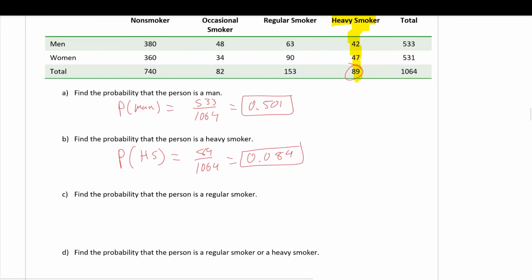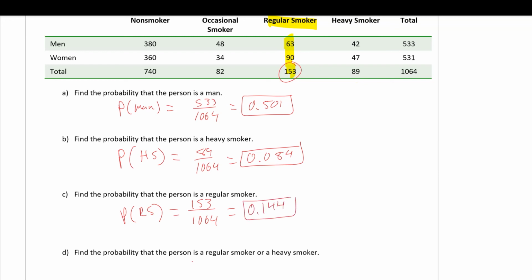Okay. Probability that the person is a regular smoker. All right, let's see. Well, regular smoker is right next to that. It's these people, and there's a total of 153. So just like the previous one, out of 1,064. If we round to 3 decimal places, put this in our calculator, we get 0.144.